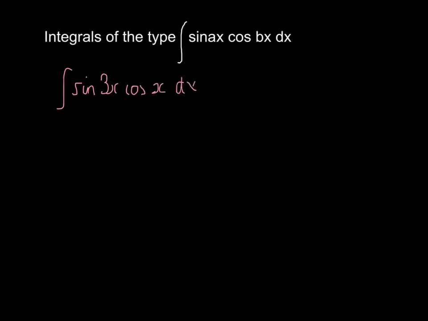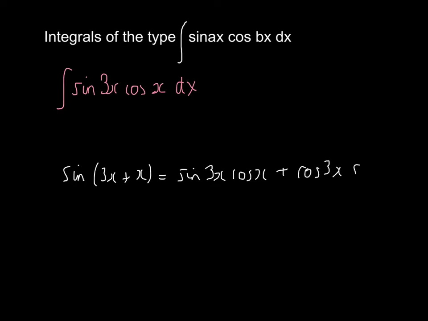Okay, so what I need to do for that is to use my addition rules for, let's start with sine 3x plus x. Okay, hopefully you remember that is sine 3x cos x plus cos 3x sine x. Okay, you also need to write out sine of 3x minus x. Okay, so that will be the same thing but with the opposite sign.